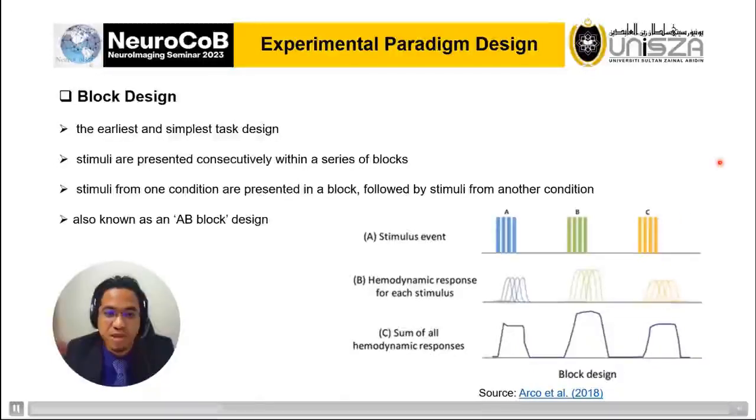Okay, the first one is the block design. It is the earliest and simplest design and is used in many task-based fMRI studies. In this design, stimuli are presented consecutively within a series of blocks. Let's look at the figure here, okay? So we can see that the stimuli from one condition are presented in a block, followed by stimuli from another condition. This design is also known as AB block design.